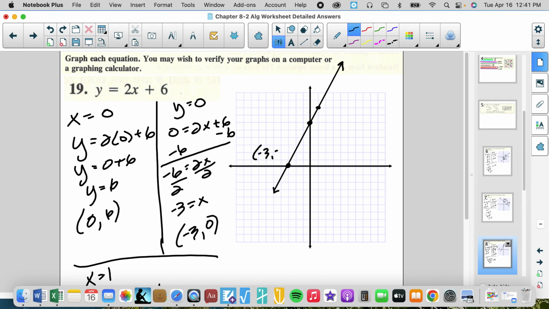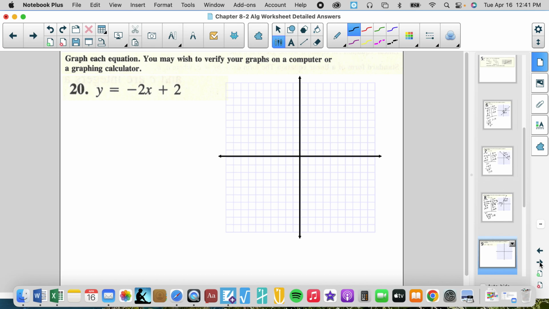This is negative 3, 0. We always want to label our points. It is very beneficial to label our points correctly. This is the proper way to label a graph.